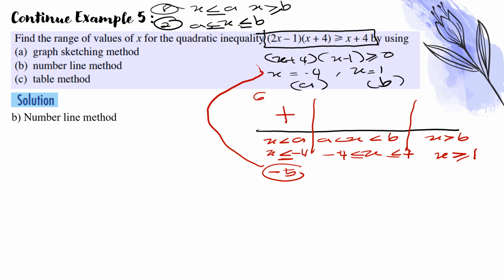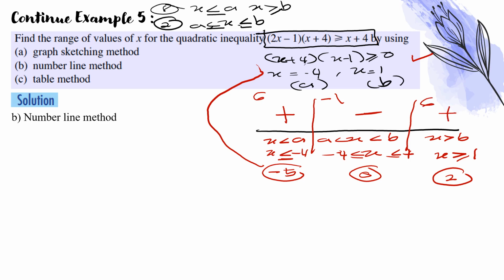Then pick any number between negative 4 and 1. Let's say I choose 0. Put 0 into this inequality and you will get negative 1. So it is negative, right? Negative 1 is negative. And lastly, for x more than 1, let's say I choose 2. Put 2 here, 2 plus 4 is 6, and 6 multiplied by 1 gives 6. So the value is positive.